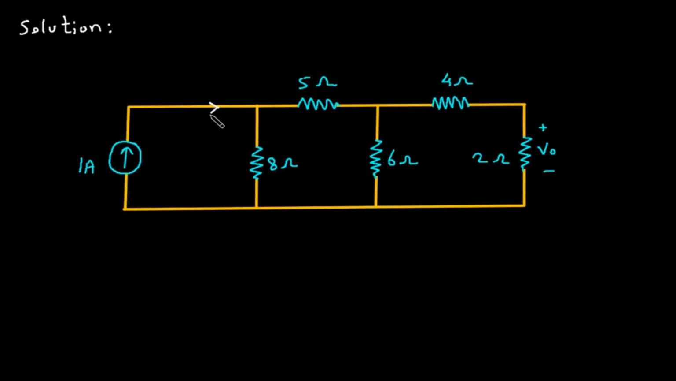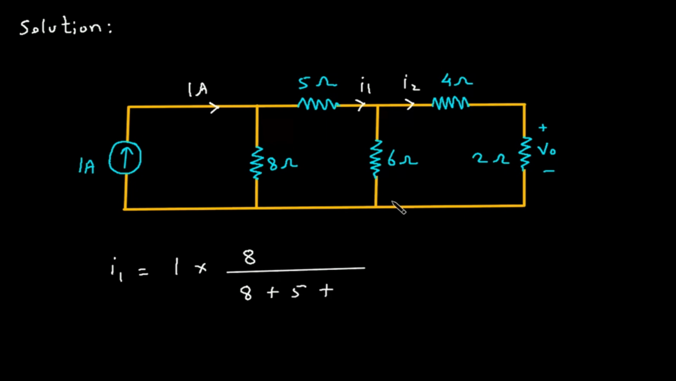Now let's assume this is current, 1 ampere. Let's say this is current I1 and this is current I2. So we will find first I1, then I2. I1 is equal to this current, which is 1 ampere, according to the current division rule, so this current into the opposite branch resistance, which is 8 ohm, by total. So total will be 8 plus 5 plus, now this will be 2 plus 4, 6, and 6 parallel with 6 ohm, this will be 3.